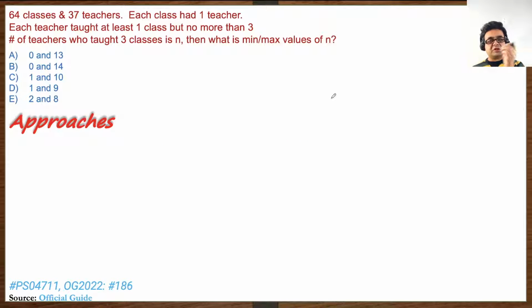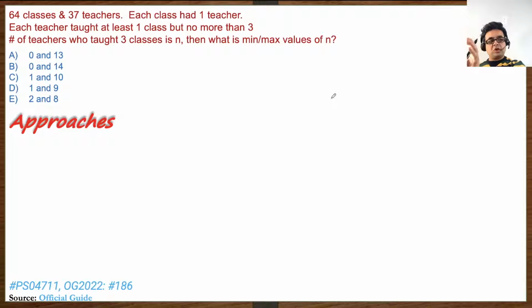Right, so we have 64 classes and 37 teachers, and we are given some constraints, and these constraints are important, right? So each class has one teacher, so it can't be that one class has two teachers, and each teacher teaches at least one class, so you can't have one teacher with 0 classes either.